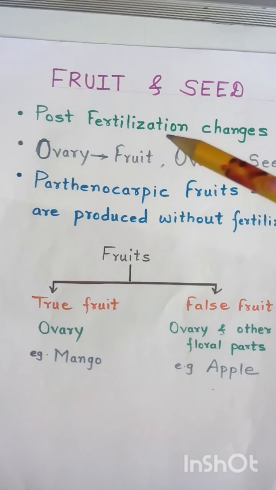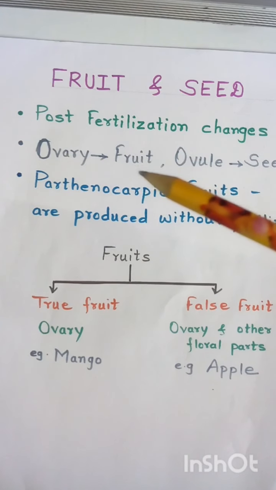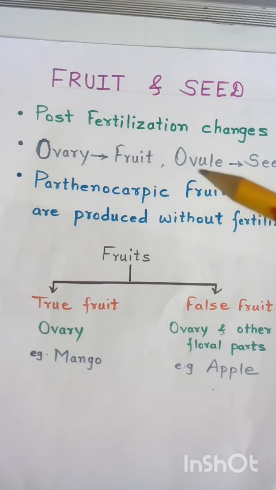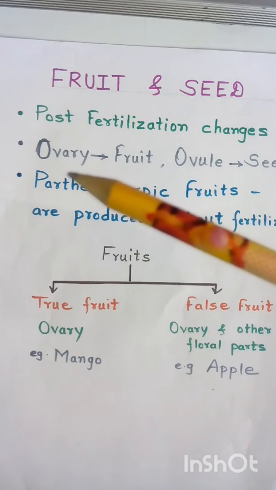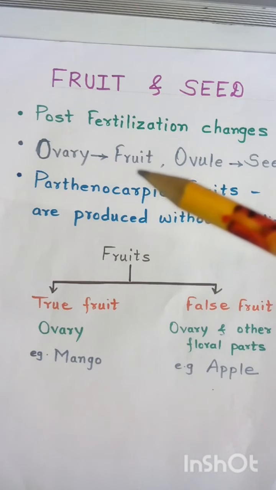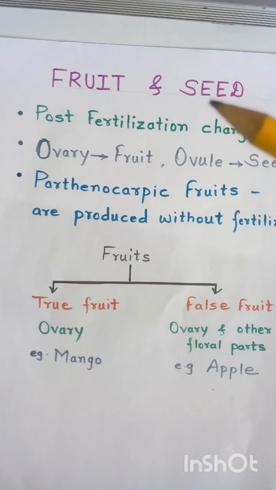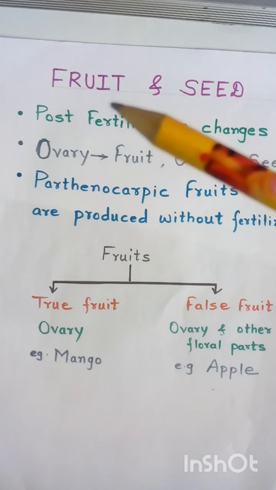After the process of fertilization, the ovary enlarges or increases in size and gets converted into fruit, and the ovule gets converted into seed. But as we know, ovules are present inside the ovary, hence the seeds are present inside the fruit. Now when we eat fruit, we see that there are seeds present inside the fruit.